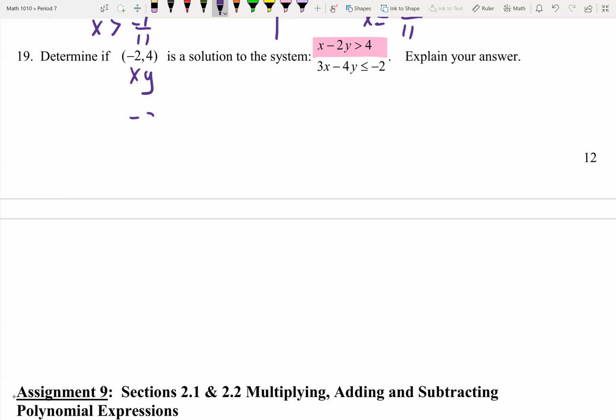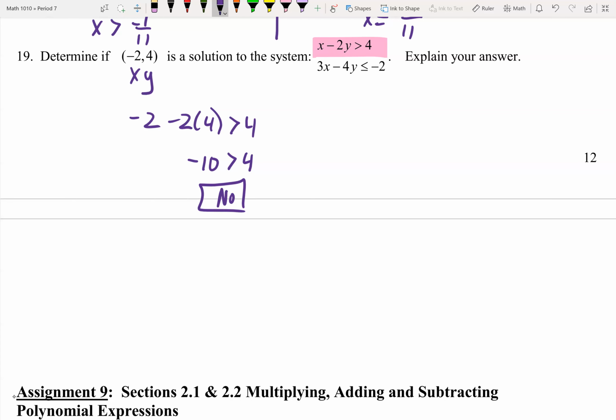So you have x, which is negative 2, minus 2 times y, which is 4, is greater than 4. You guys see the greater than 4? It's clean. It's done. Leave it alone. It's the left side that I'm going to mess with. So in my calculator, if I punch in negative 2 minus 2 times 4, I get negative 10. Is negative 10 bigger than 4? No. It's already failed, so the answer is no, and I'm done.